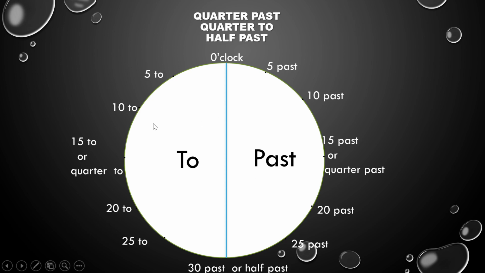Okay, I'm going to explain the to side. And the to side is more confusing than the past side. So 12:35 would be said 25 to 1, since it is 25 away from 1. 12:40 would be 20 to 1. 12:45 would be 15 to 1 or quarter to 1. 12:50 would be 10 to 1. 12:55 would be 5 to 1. Let's move on.